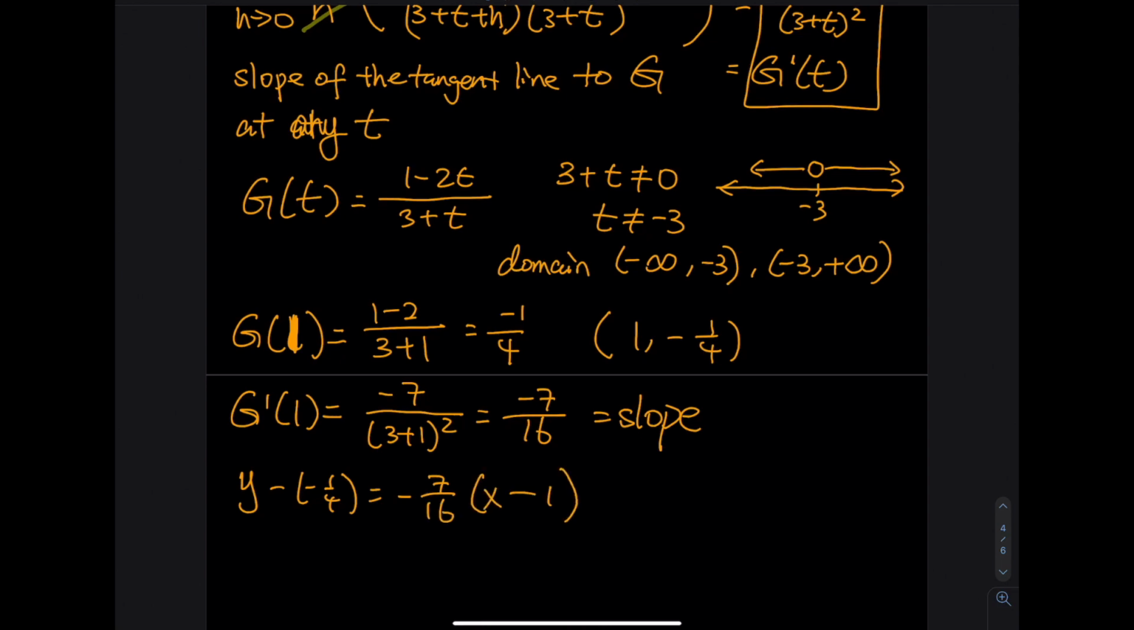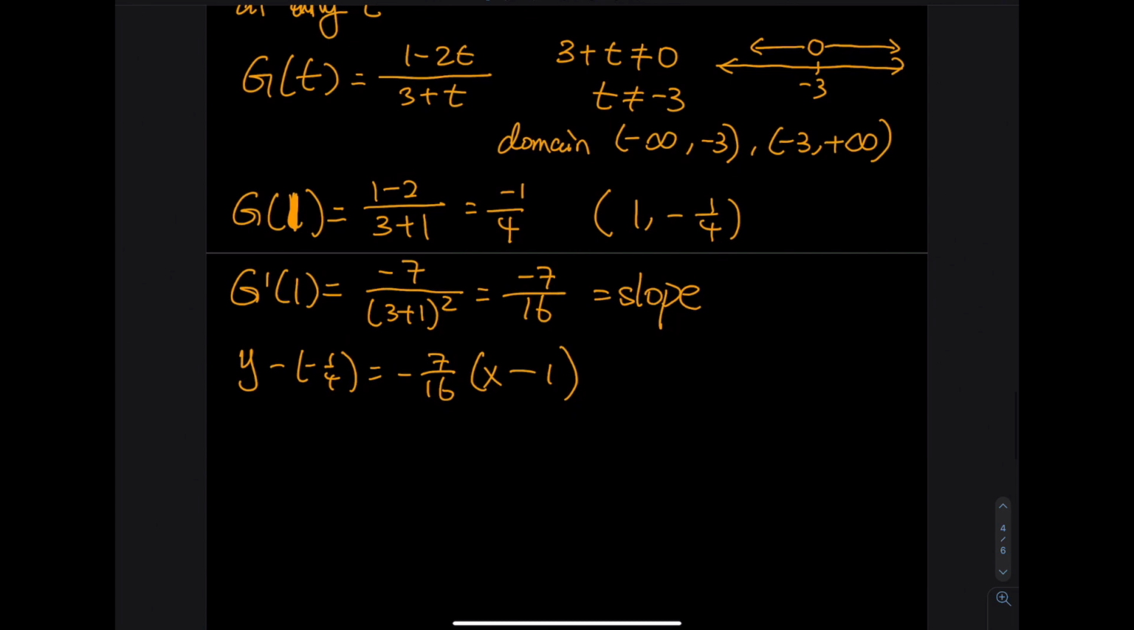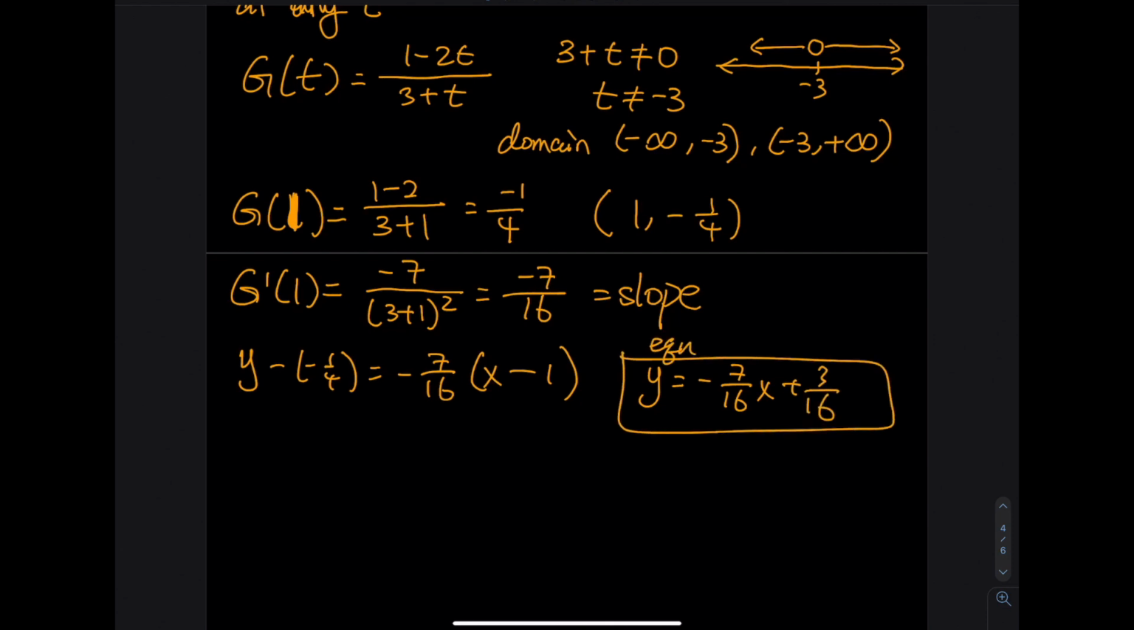And then you use the point slope form, y minus y1 equals slope times x minus x1. So you clean up all the math, you will get a tangent line. This is y equals -7 divided by 16 x plus 3 over 16. This is the equation of the tangent line at that point, 1 comma -1/4. There is a straight tangent line. The equation is right over here.